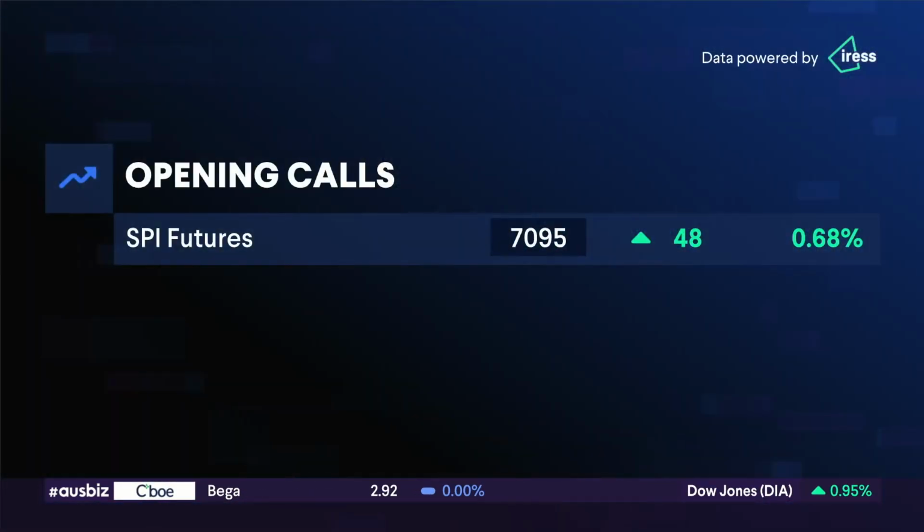Just before we go, a check of where we're likely to get going in just a couple of minutes' time when the local market opens. As you can see there, set to be positive. SPI futures up close to 0.7%. Stay with us. The open is just a couple of minutes away.